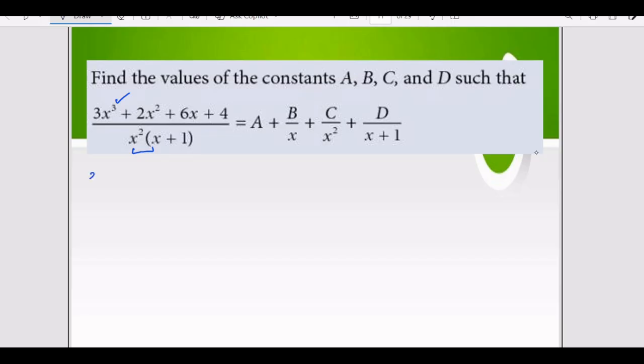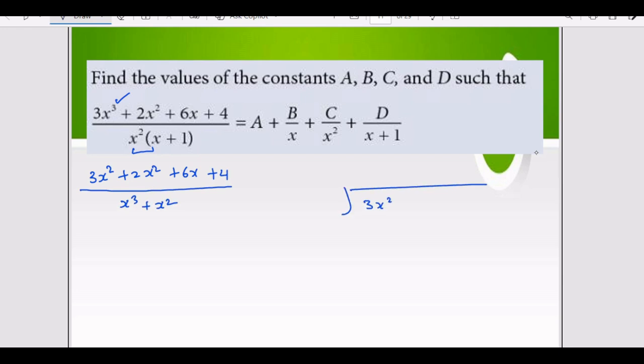So if I have here 3x squared plus 2x squared plus 6x plus 4. If I expand the denominator, it is x cubed plus x squared. So we are dividing this 3x squared plus 2x squared plus 6x plus 4 by x cubed plus x squared. So we are dividing by this.